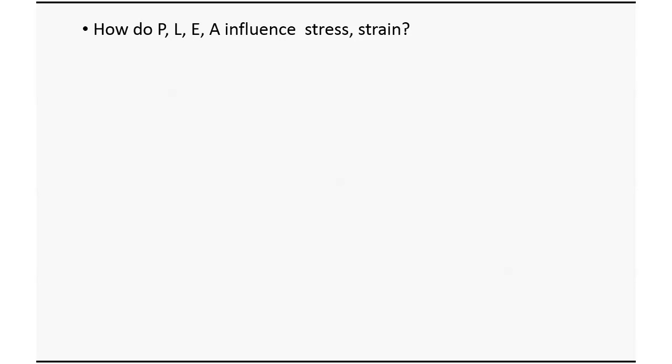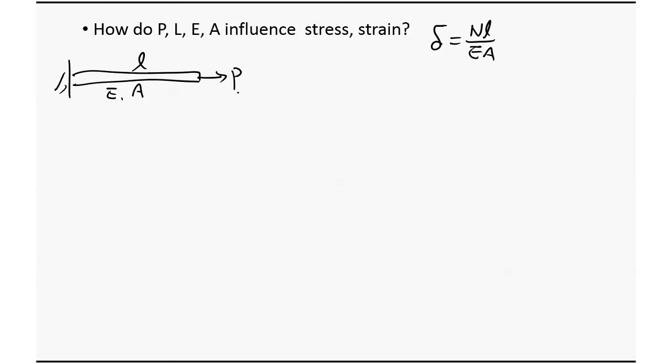Okay, now make it a little bit more challenging. Answer this question: how do the load, length, E, and A affect the stress and strain in the bar? Let me write down the same equations. All right, now let me just draw a picture quickly. Here you have this cross-section A, material E, length L. You apply load P here, and that is equal to the N.